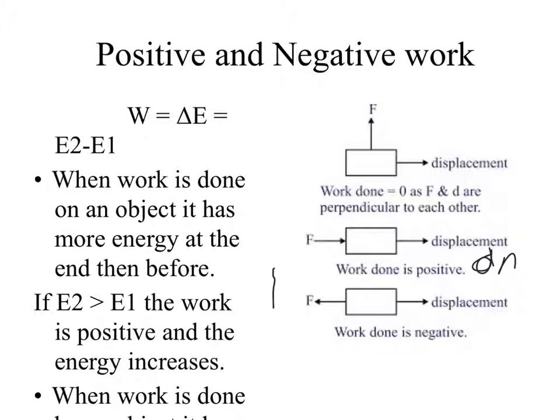If E2 is less than E1, we say that's negative work, so you've lost energy, and we say that's work done by an object. So work done on an object increases its energy, work done by an object decreases its energy. So one is positive work and one is negative work.